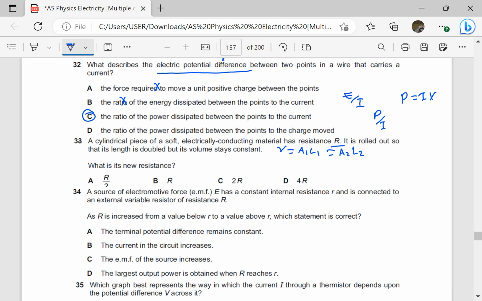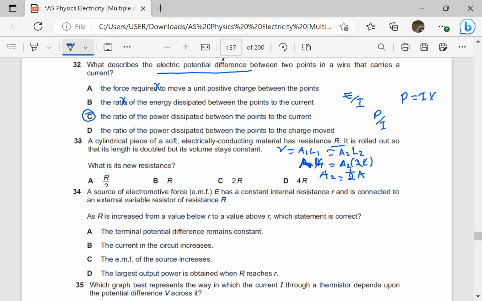They said it has a resistance R, it is rolled out so that its length is double, but its volume stays the same. So let's say A1 times L1 is equal to A2 times twice L. The length is double. So if the first one has length L and cross-sectional area A, then we can predict that A2 is going to be 1 over 2 of A. The length L cancels out, so A2 is going to be a half of A.